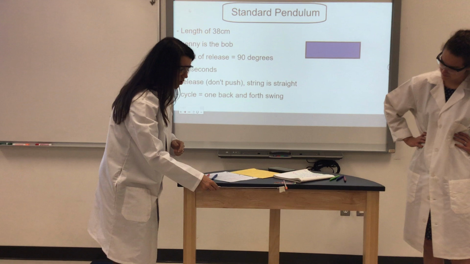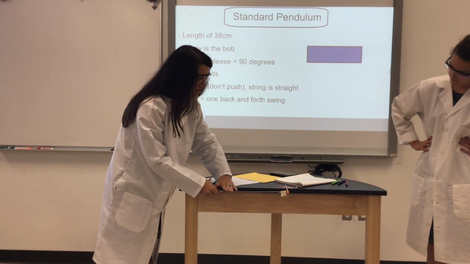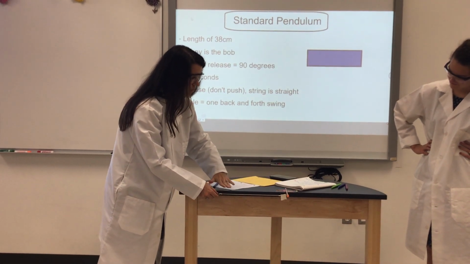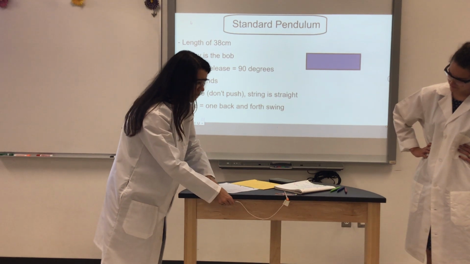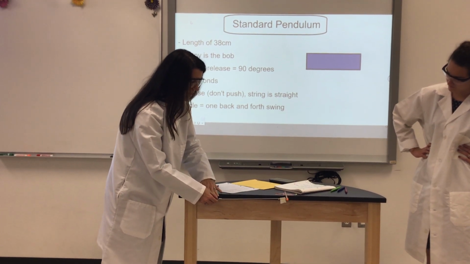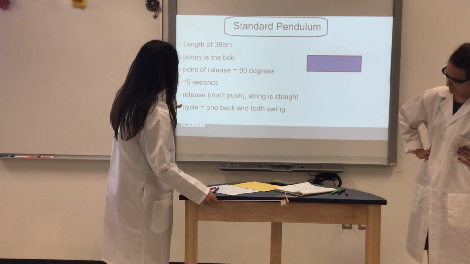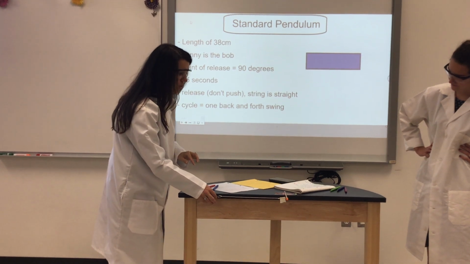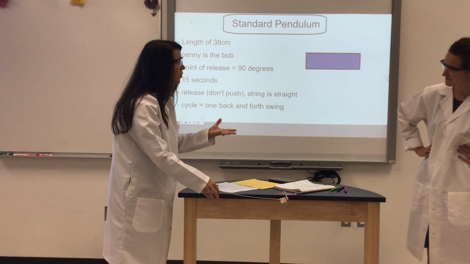So I'm going to make sure that I'm holding this straight out, level with the tabletop, so I don't want to pull too hard or have slack in my string. I want it to be nice and straight. And when I release, I'm going to make sure I simply let go. I don't want to push it because I can't control that.